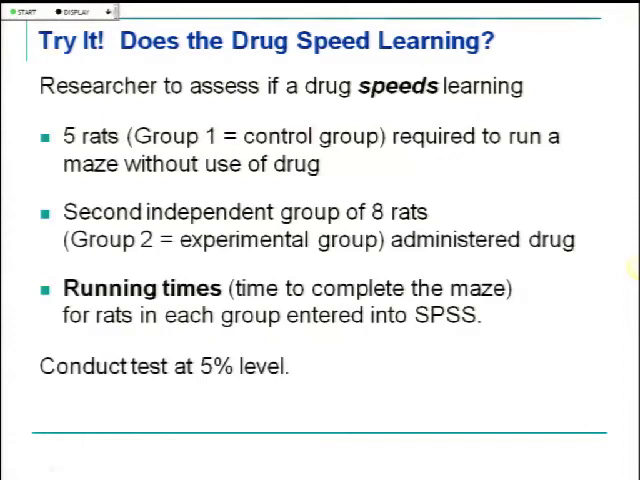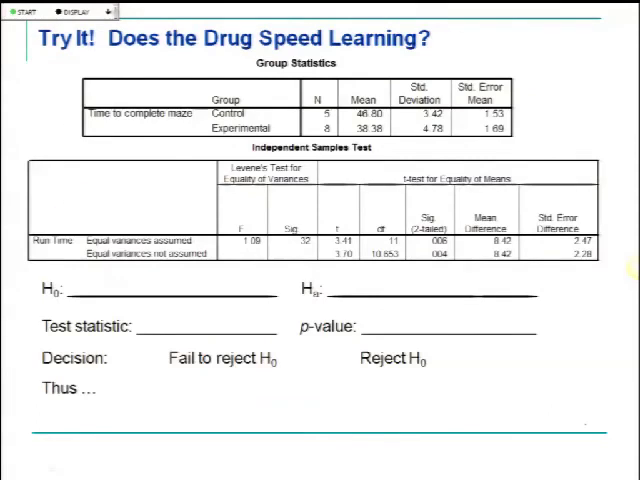Group 1 is the control group. They're going to go through a maze. We want to see if the drug speeds learning, helps them to go through the maze more quickly. We're doing the test at a 5% level. So we need an H0 and HA again.